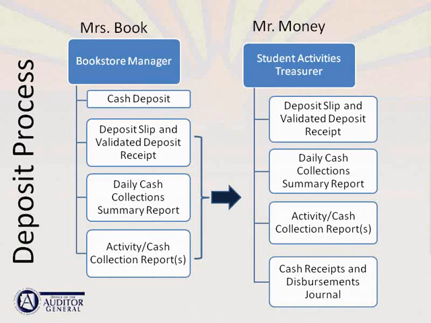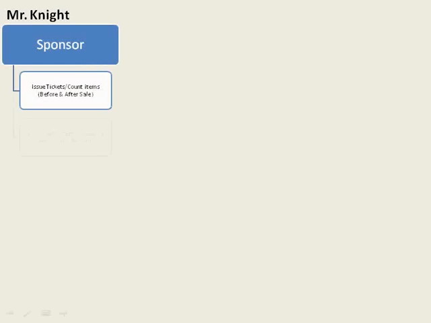Mr. Money should then review the daily cash collection summary report and activity and cash collection reports, ensuring that amounts agree in the document. He then records the cash collections in the accounting records for the appropriate club. Finally, he signs all forms to indicate his review and approval and files a waiver of support.